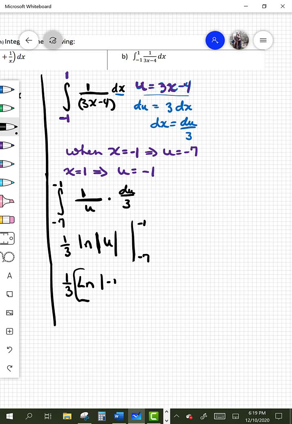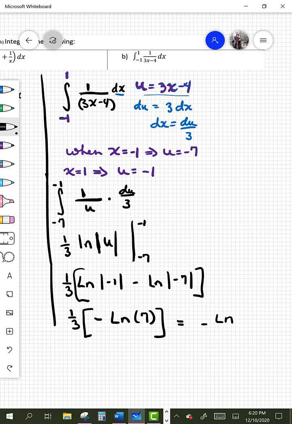So plugging in negative 1 minus the natural log of plugging in negative 7, absolute value, times 1/3. The absolute value of negative 1 is 1, and the natural log of 1 is 0. So this is minus the natural log of the absolute value of negative 7, so the natural log of positive 7. You should get negative natural log of 7 all over 3 as your answer. And that one is also worth 5 points.